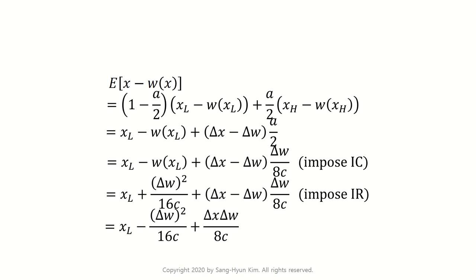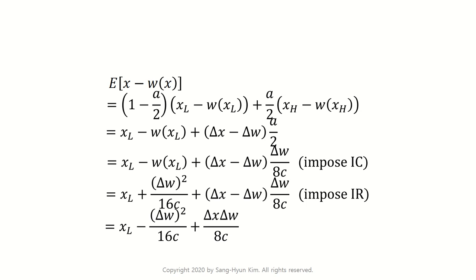So the expected profit of the principal can be written like this. So with probability 1 minus A over 2, the realized revenue is XL. And in that case, the profit will be XL minus WL, or W of XL. And with probability A over 2, the realized revenue will be XH. In that case, the profit will be XH minus WH.